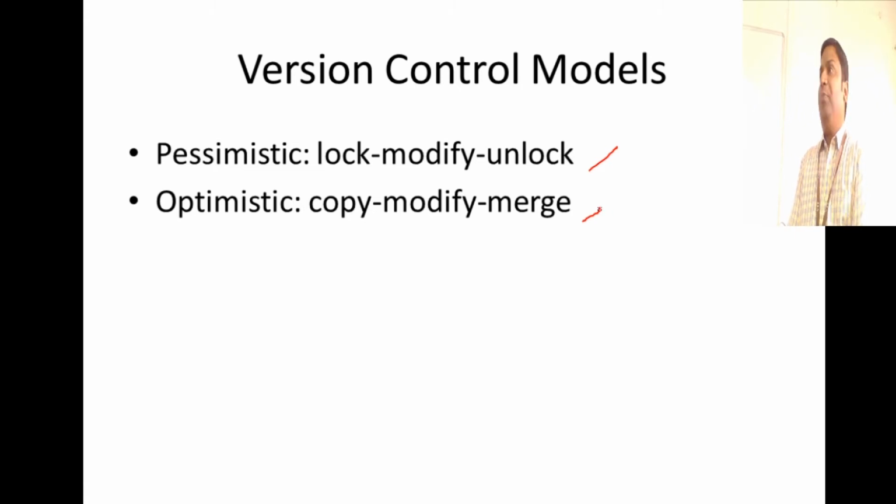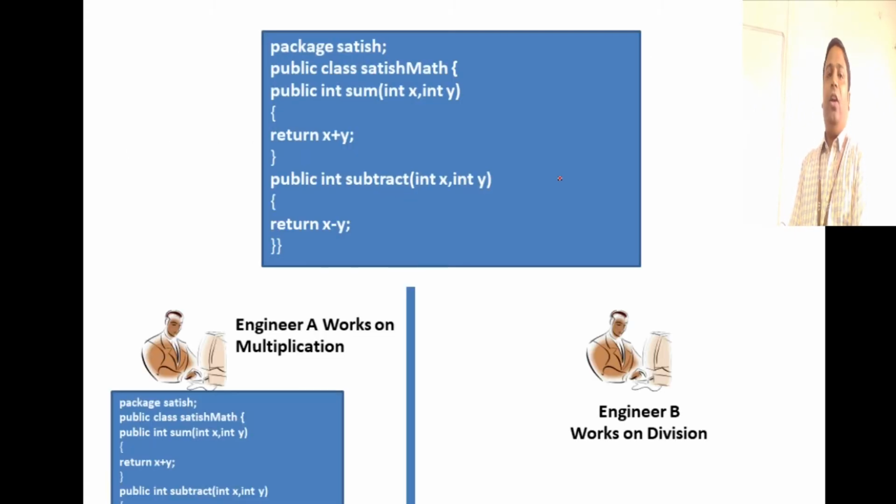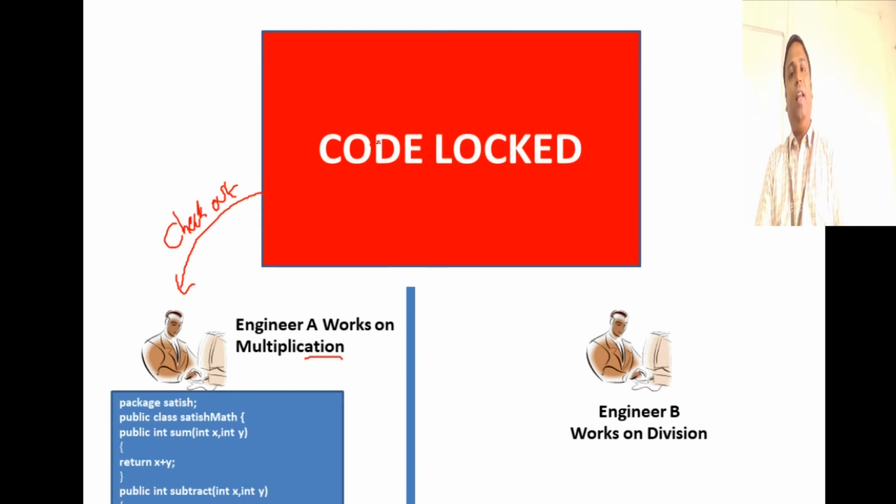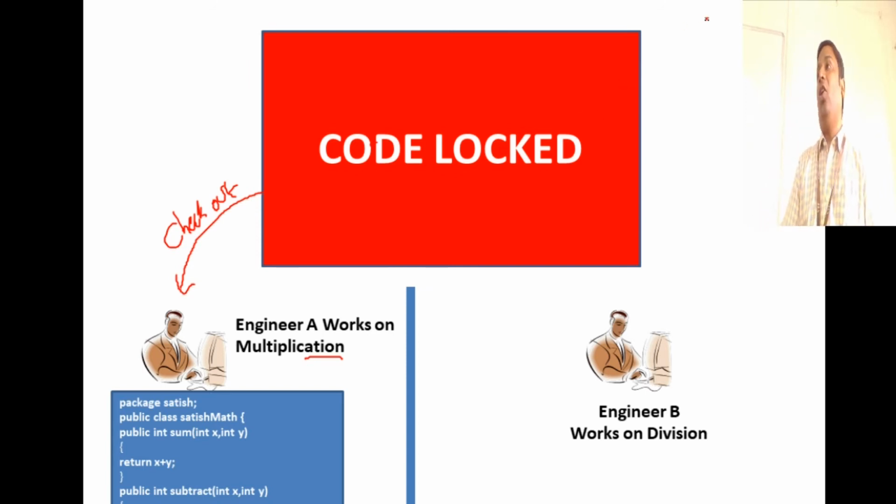So very simple. When it comes to lock, modify, unlock, what it means is this guy has been asked to work on multiplication. So what he does is he goes and checks out. What is checking out? Making a copy of the production code to your local laptop. When he checks out, the production code will be locked for other engineers.